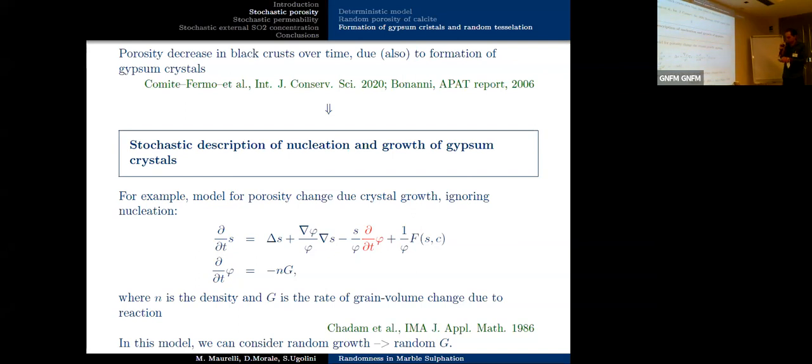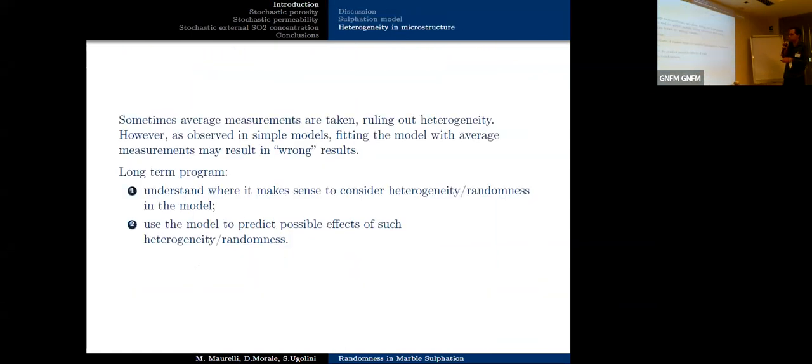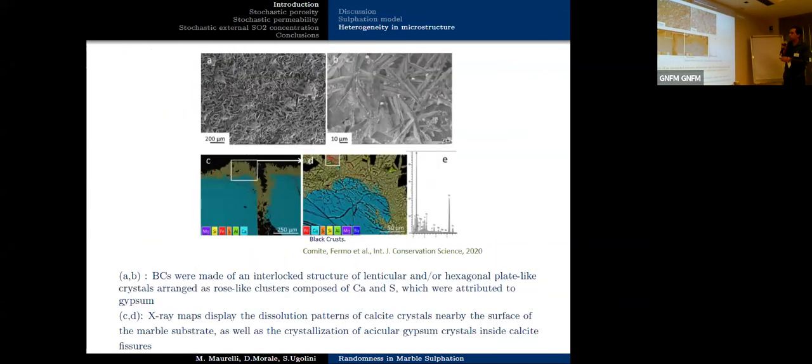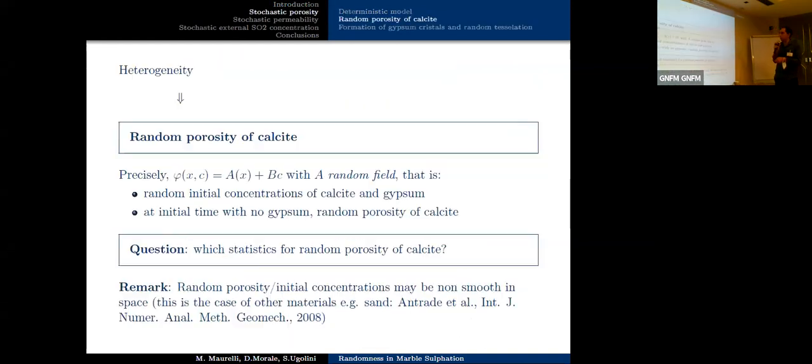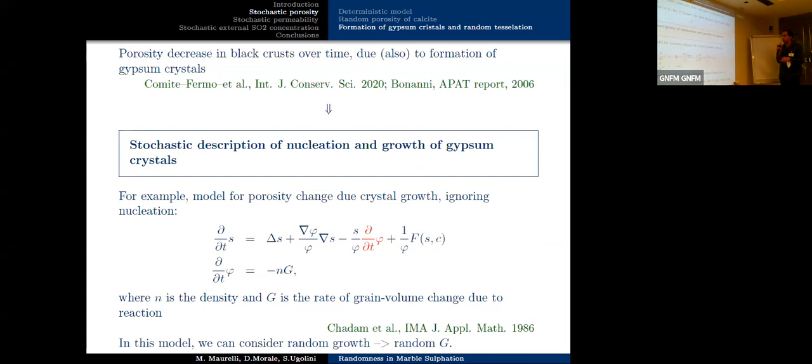Maybe you can recall the pictures. Maybe I did not mention it, sorry for that. Let me go back to this picture here. You see here these are gypsum crystals, and you see again there is not a clear structure. You see the structures, but they are not distributed in a very orderly way. So it could make sense again to describe the process of crystallization by stochastic means. I'm not an expert about that, and I was happy to see at least a couple of tutorial talks about crystallization in this workshop.